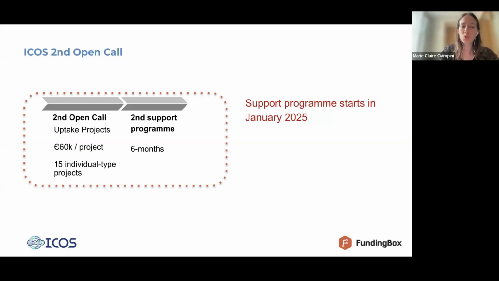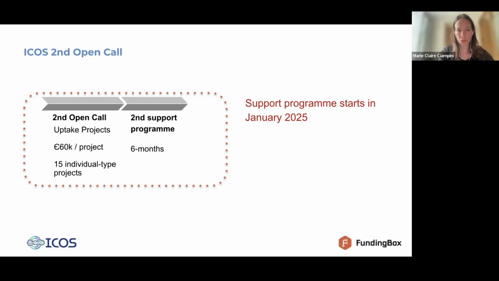In this case, we're looking for tech service providers who will be receiving up to 60,000 and will be participating in a 6-month-long support program. We're thinking between January to June, with the potential of some leeway for delays if needed. But we do need to conclude the ICOS project by August, so there will be some time for an extension, but little. And we'll be selecting 15 projects this time round.